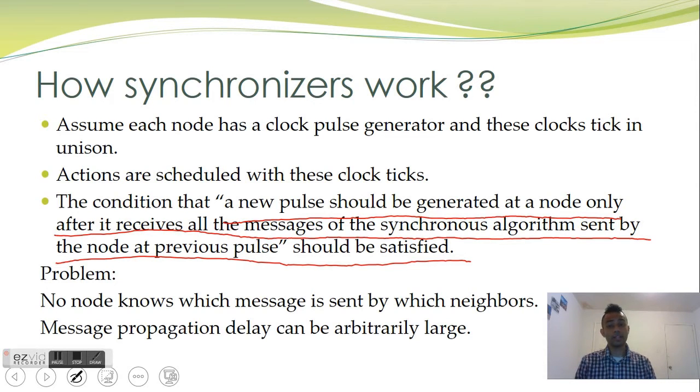What are the problems associated with it? One of the limitations is that it is difficult for a node to know which message is sent by which neighbor, and the message propagation delay can be arbitrarily large. So once a process sends a message, it waits for an acknowledgement of the received message. But since the message propagation delay can be arbitrarily large, the waiting can be arbitrarily large. And the node just waits and waits to send the next message.